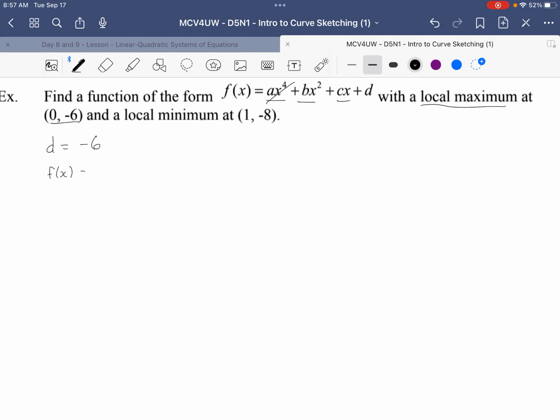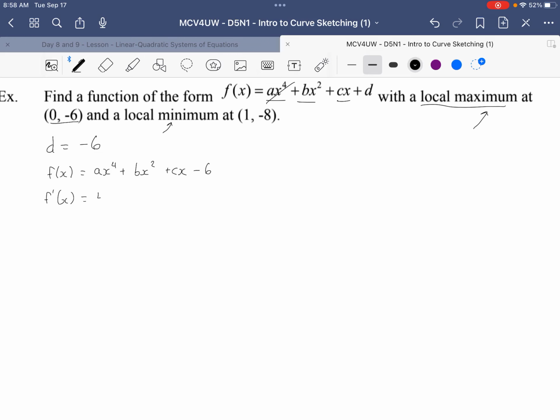I'm going to say f of x is equal to ax to the 4 plus bx squared plus cx minus 6. Then let's find the first derivative, because when we're talking about local maximums and local minimums, I need to figure out what the derivative function is, because obviously these refer to when the derivative is equal to 0.